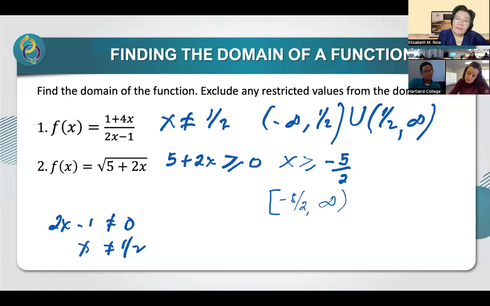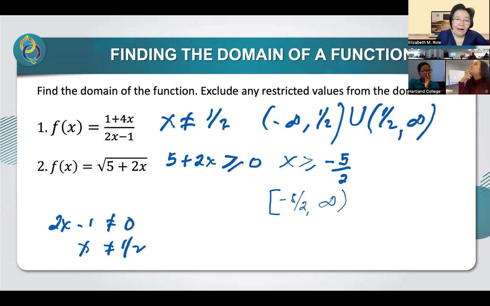So in our discussion here, we would really just be very much concerned with fractions. We call them rational functions, which we will be talking more on later on. And then the radical functions, where you have the square root sign. So for fractions, the denominator should not be 0. For square roots, the value should never be negative.